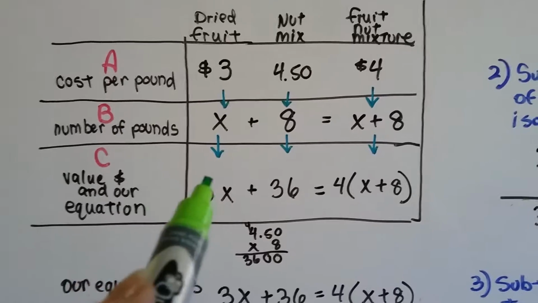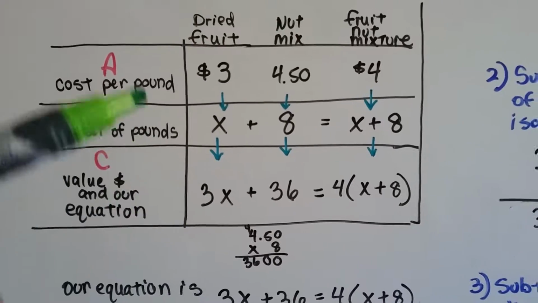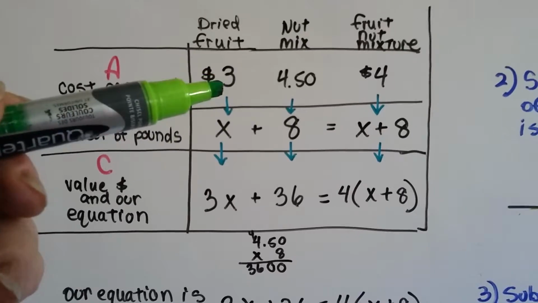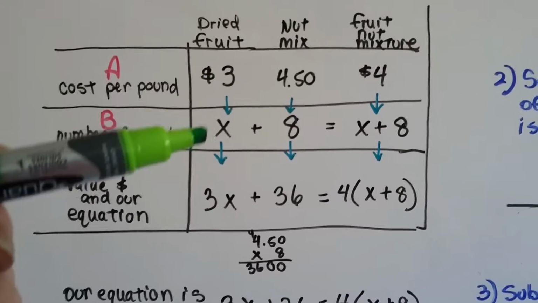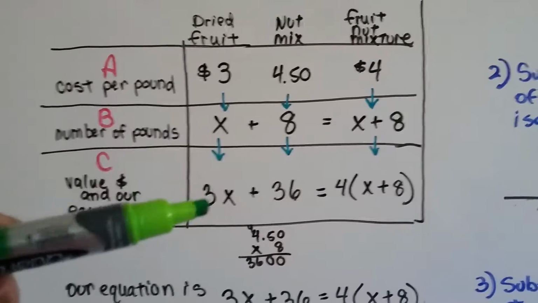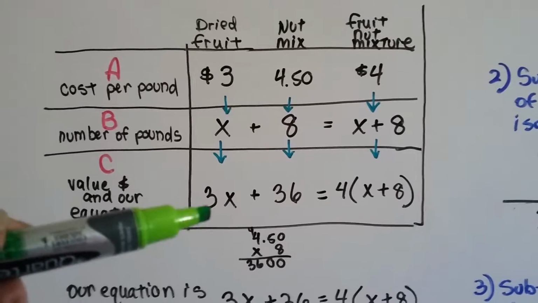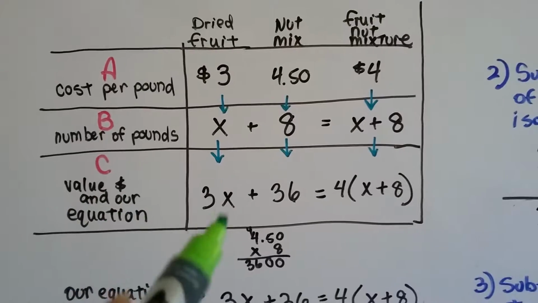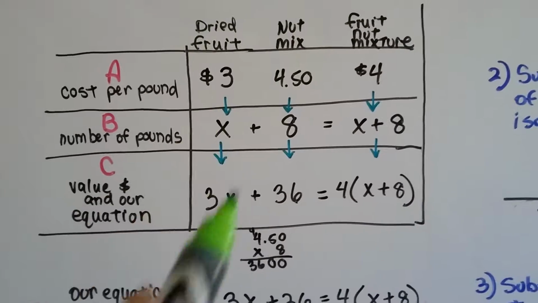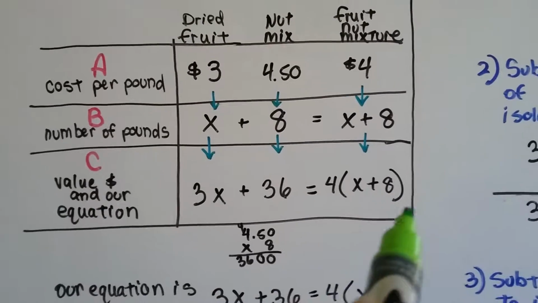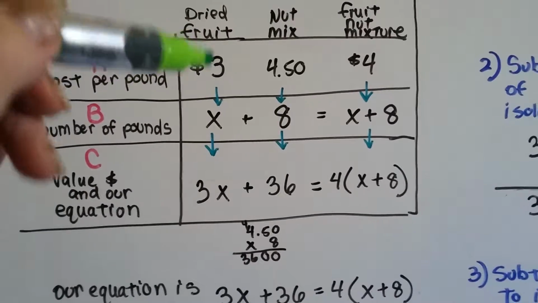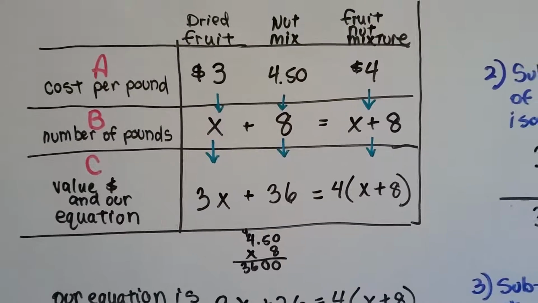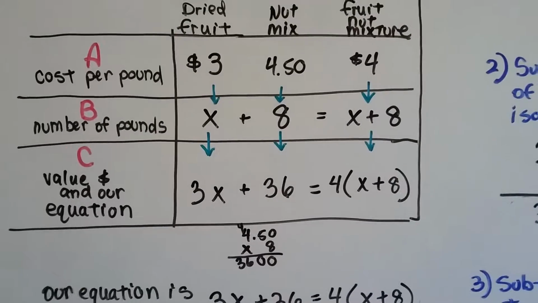Then this is our value of dollars, cost per pound. Whatever this costs per pound, $3, times how many pounds we have is going to tell us how much we need to pay for it, right? So this is our value of dollars for the whole amounts, and it also gives us our equations. So we multiply coming down on all three of them, okay?